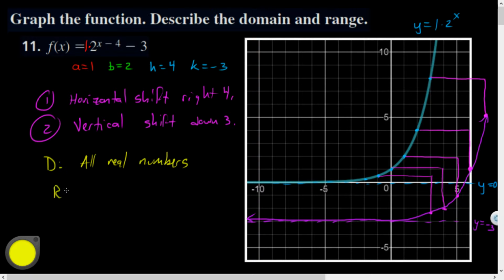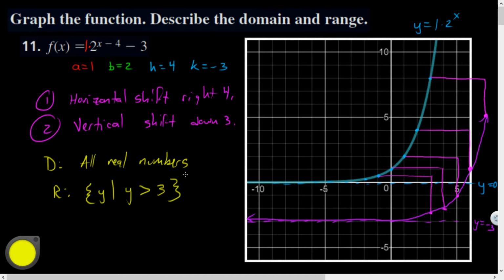But the range actually has some interesting behavior. So this was shifted down 3. And notice the points in which this purple graph exists is everything bigger than -3, because this graph does go infinitely high. So the way we describe that is the set of all y such that y is bigger than -3.